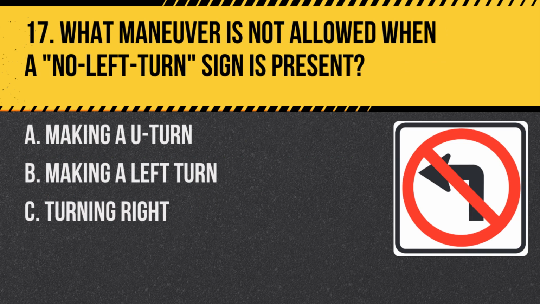Question 17. What maneuver is not allowed when a no left turn sign is present? A. Making a U-turn. B. Making a left turn. C. Turning right. Answer. B. Making a left turn. A no left turn sign clearly prohibits drivers from making left turns at that location.